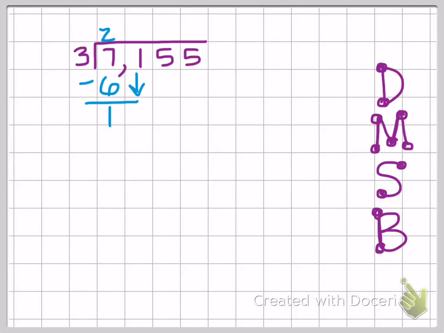I bring down the next digit, that's 1. Now I'm trying to figure out how many 3's are in 11 without going over. I know that 4 3's makes 12, so that'll be too much. So I'm going to go with 3.